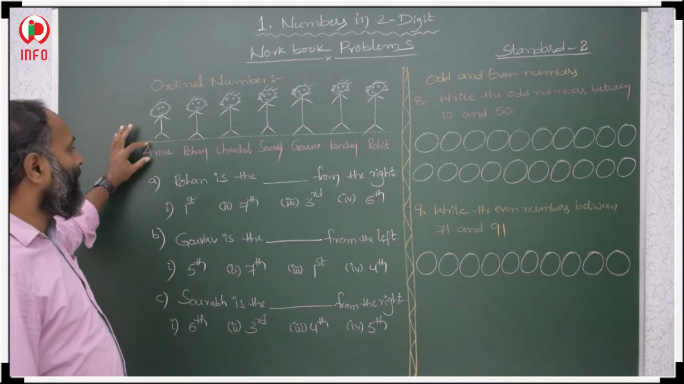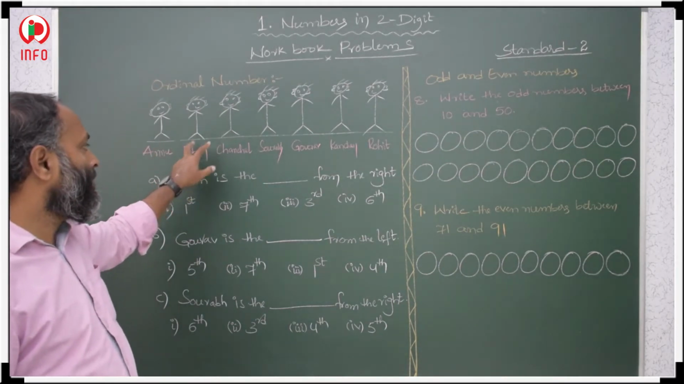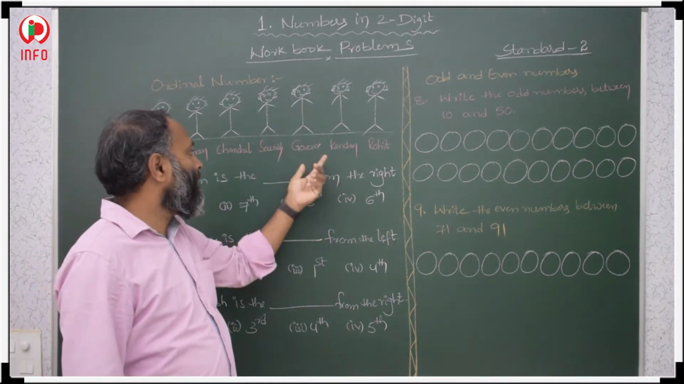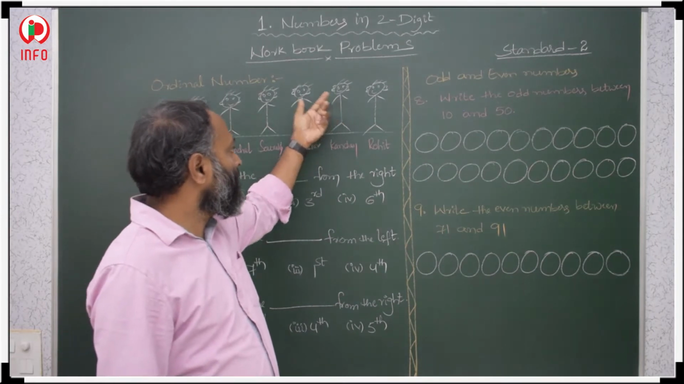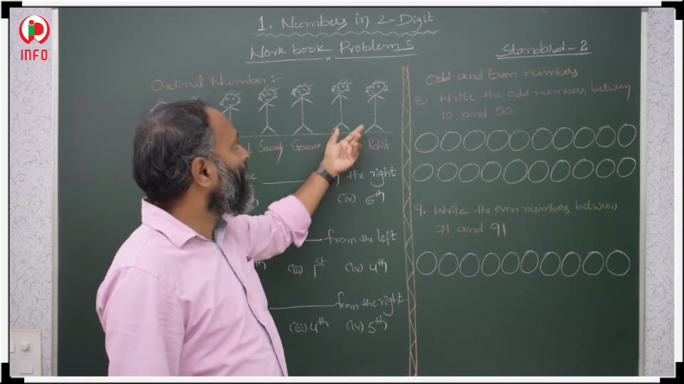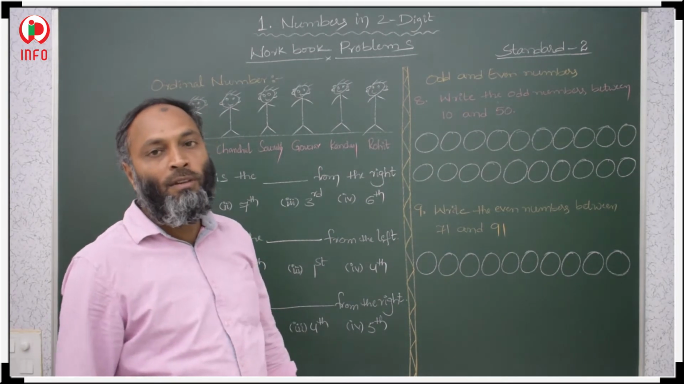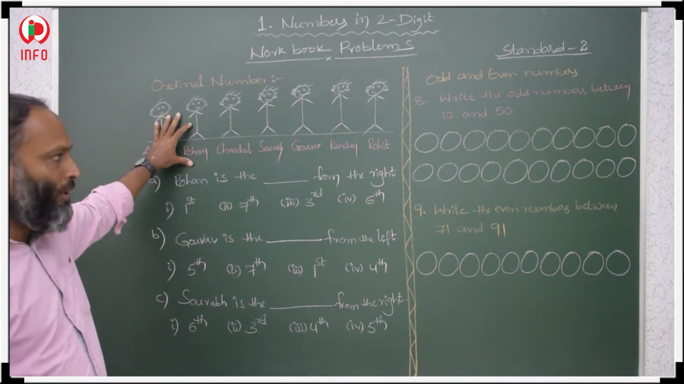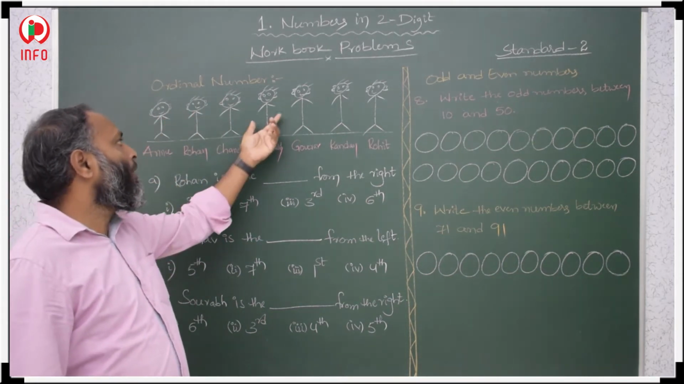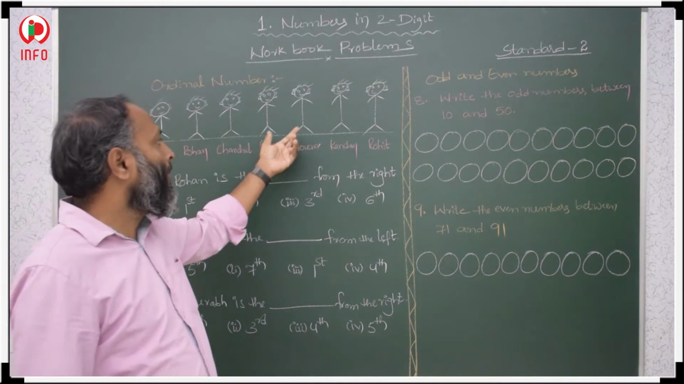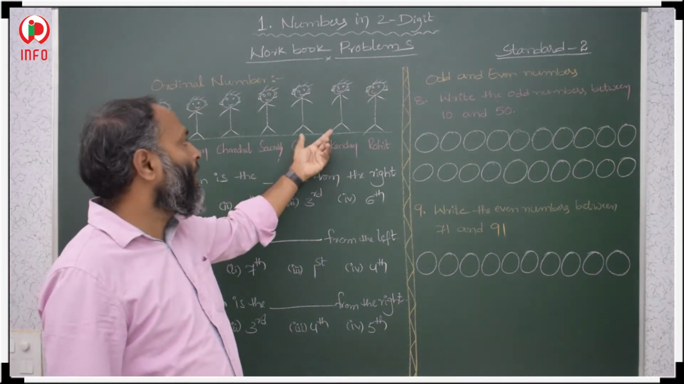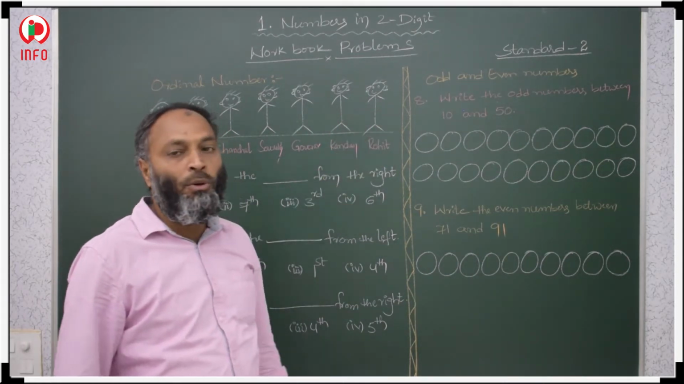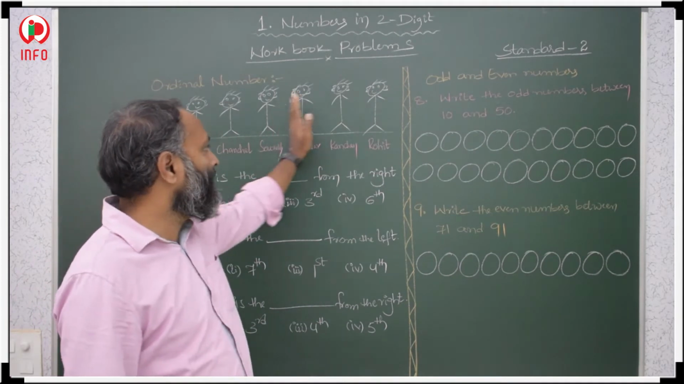The first one's name is Anu, second one is Rohan, third one Chanchal, fourth one Saurabh, fifth one Gaurav, sixth one Kanchan, and seventh one Rohit. Once again the names: the first one is Anu, second Rohan, third Chanchal, fourth Saurabh, fifth Gaurav, sixth Kanchan, and seventh Rohit. So they are standing like this in this position.